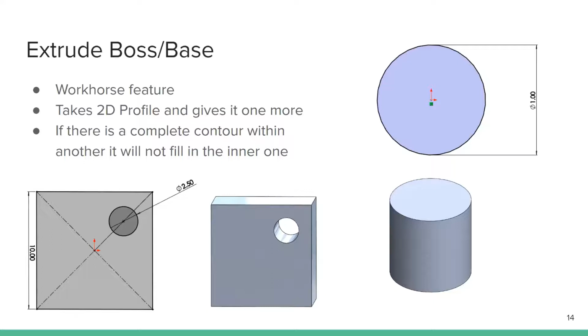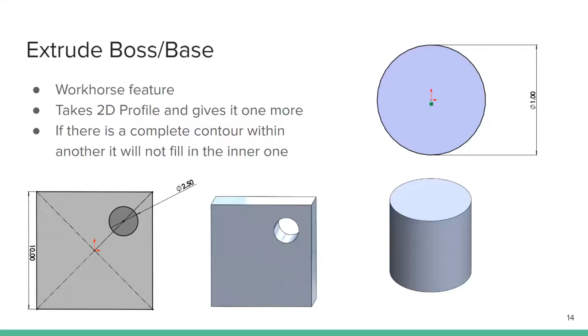So the example that you see on the screen is a rectangular shape that has a hole in it. The 2.5 millimeter diameter hole is included within the bounds of the 10 millimeter side square. And then when you extrude that, it extrudes the material between those two shapes. So it excludes the circular portion.